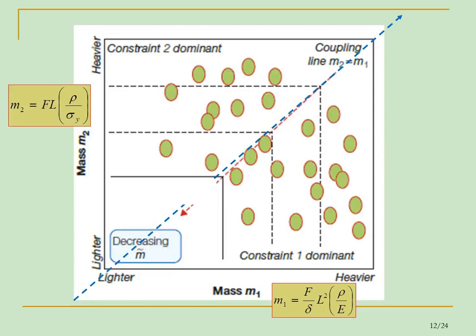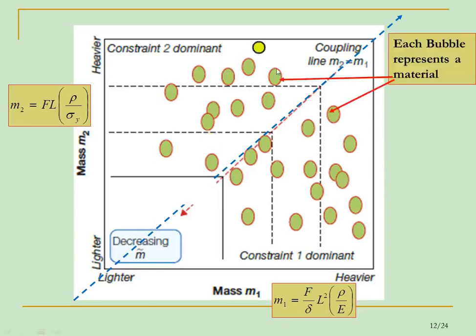Each bubble here is representing a material, because if I say this is one material, let's say this is aluminum, and if I design it according to the first constraint, the mass is m1 given here, and for the same material, if I design a tie rod with strength as the criterion, that is m2, the mass is here. So each bubble here is representing nothing but a material. Accordingly, you are able to plot all the materials on this chart.